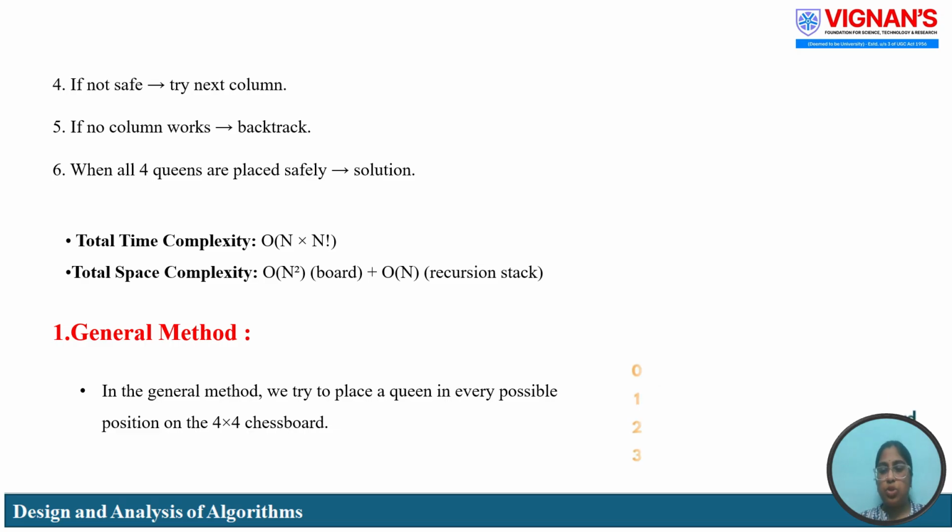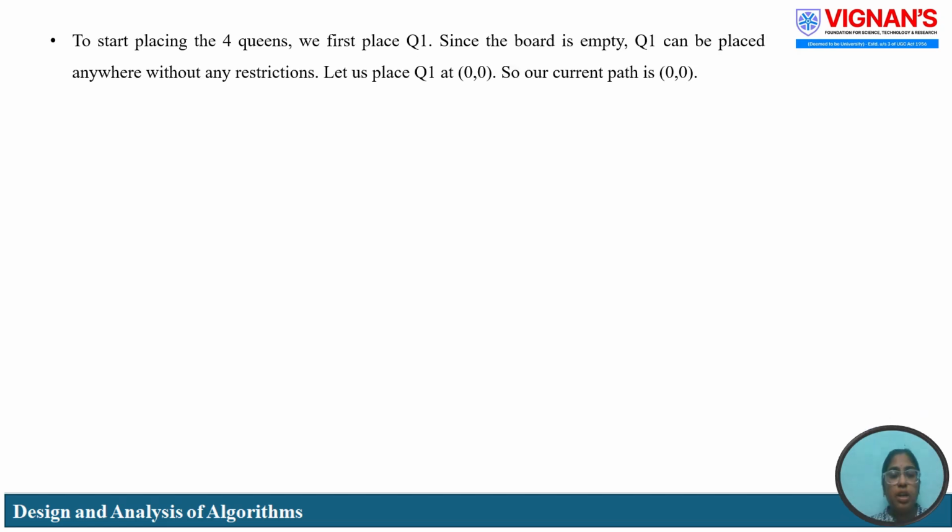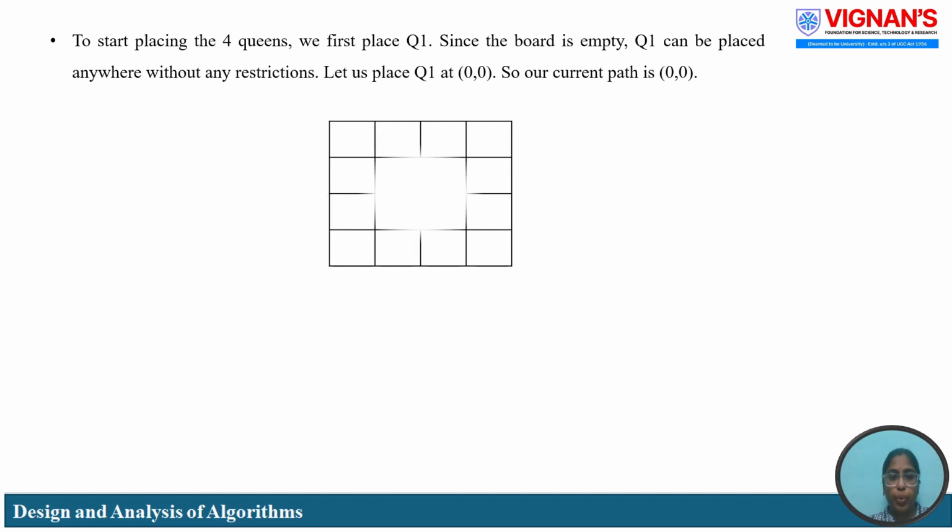This image shows the 4 by 4 chessboard with row numbers from 0 to 3. To start placing the 4 queens, we try to place queen 1 on the chessboard. Since the board is empty, queen 1 can be placed anywhere without any restriction. Let us place q1 at the first position. Now our current path becomes 0, 0.